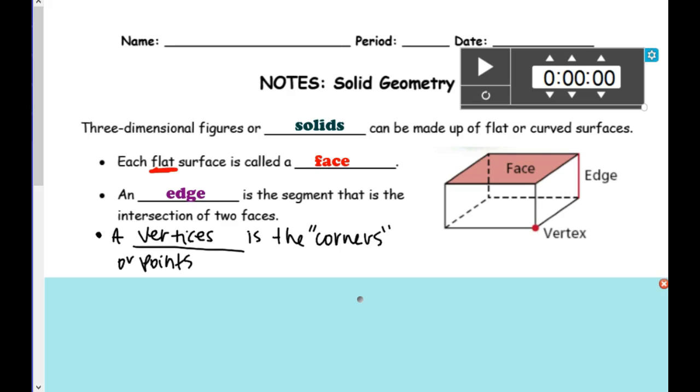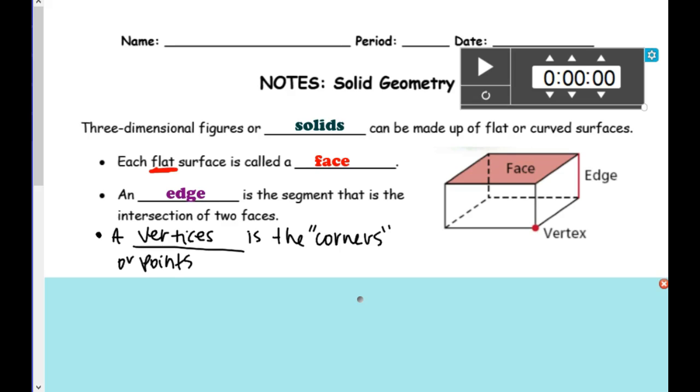Now, an edge is the segment that is the intersection of 2 faces. So where 2 faces touch, it makes a segment, and that is called an edge. And then the corners, okay? Now, we don't actually call them corners, or we shouldn't. We should call them one of 2 things. If there's one of them, you call it a vertex. If there's 2 of them, you call it vertices, okay?